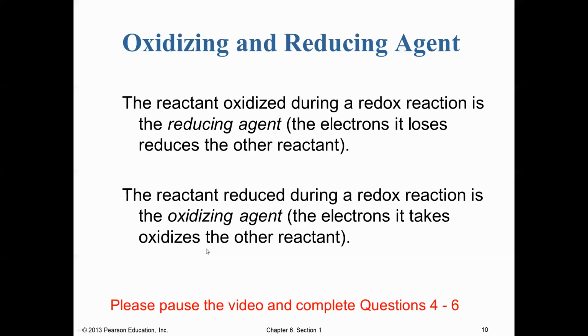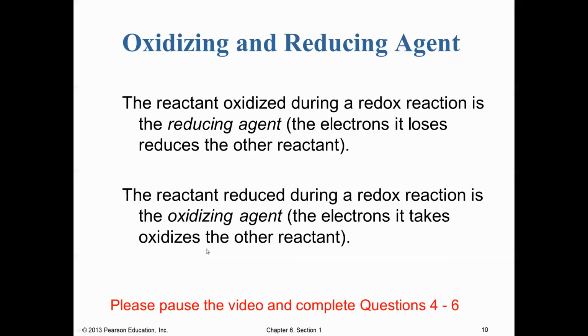All right, so this is where it gets confusing. Our reactant that's oxidized during the reaction is actually referred to sometimes as a reducing agent. Now this might seem totally confusing, and it is confusing, but let's talk about how it sort of makes sense. Well, if we have a chemical that's being oxidized, that means it's losing electrons. That means it's giving away electrons to another chemical. And so it's helping to reduce our other reactant by giving electrons to it.